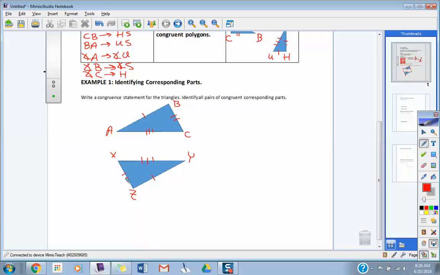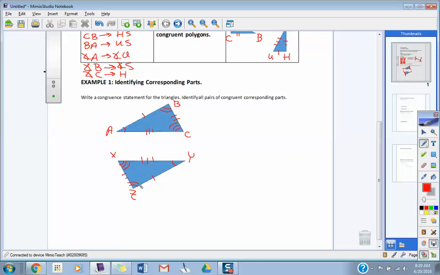I believe I put some arcs in the angles as well. Which angle in ABC has just the 1 arc? A. Which one has the 2 arcs? So C has 3, so I'm guessing X has 3 also. Yeah. Okay, so that's what you have in your notes right here.